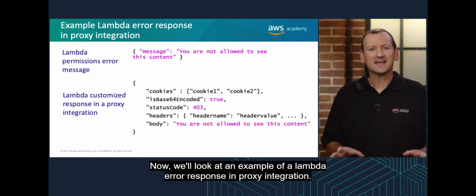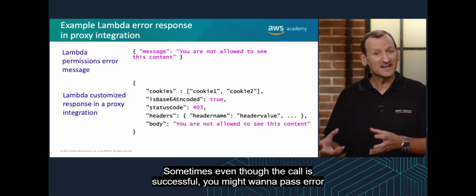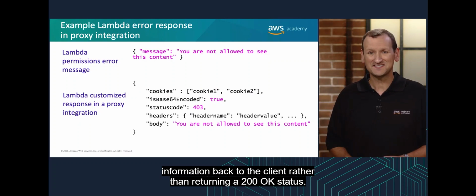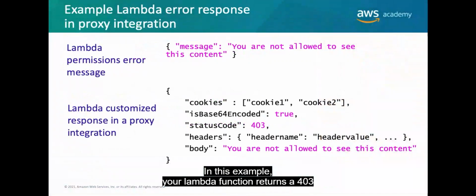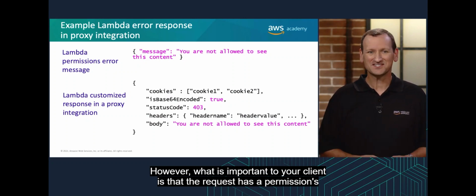Now, we'll look at an example of a Lambda error response in proxy integration. Sometimes, even though the call is successful, you might want to pass error information back to the client rather than returning a 200 OK status. In this example, your Lambda function returns a 403 error with the message that the request has a permissions issue. This call to the API is successful, so API Gateway would treat the call as a 200 OK response. However, what is important to your client is that the request has a permissions issue.